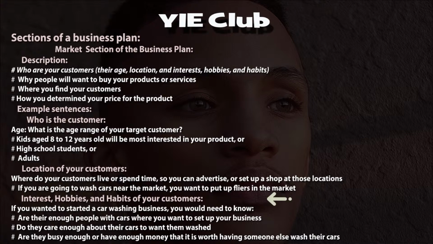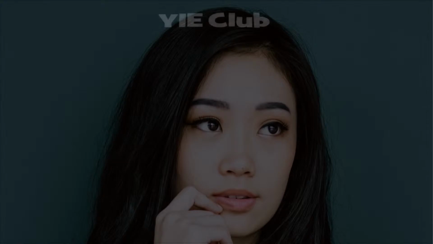In regard to the customer's interests and hobbies, and let's stay with the car washing business idea, you will want to know if there are enough people with cars who are going to the market. In addition to that, you want to know, do people care enough about how their cars look to even want their cars to be washed? So is there an interest in the look of their car? And then, do people have enough money to pay for their cars being washed? And so you're going to include that type of information in the market section of the business plan.